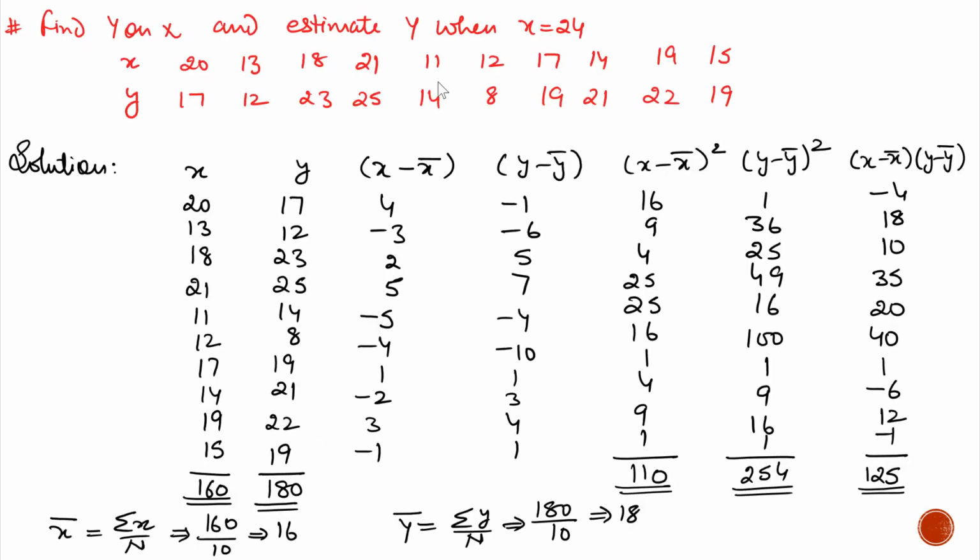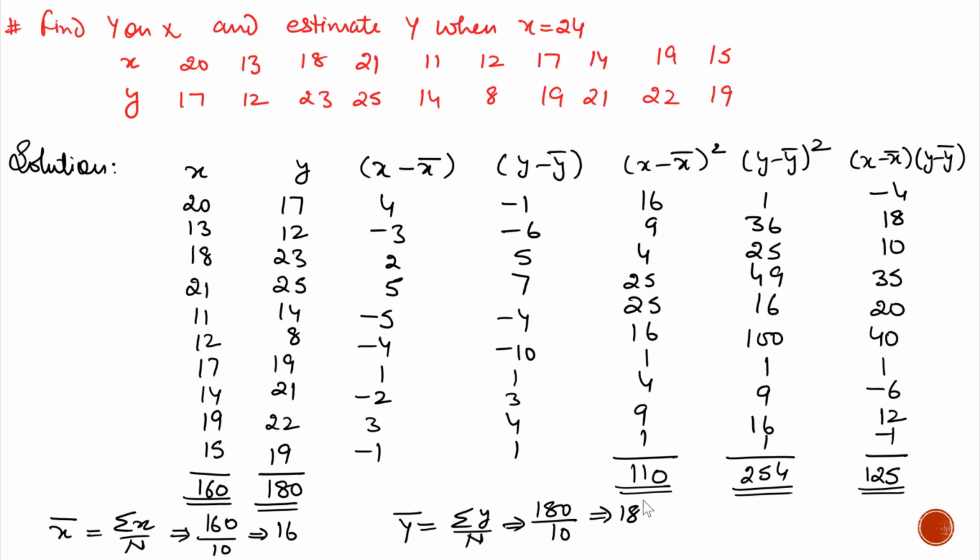Next example, find y on x and estimate y when x is 24. Values of x are given, values of y are given. There are 10 observations and the x and y values are big. So first we take x, y, then we calculate x bar. X bar is summation of x upon n, which equals 16. And y bar is summation of y upon n, which equals 18.